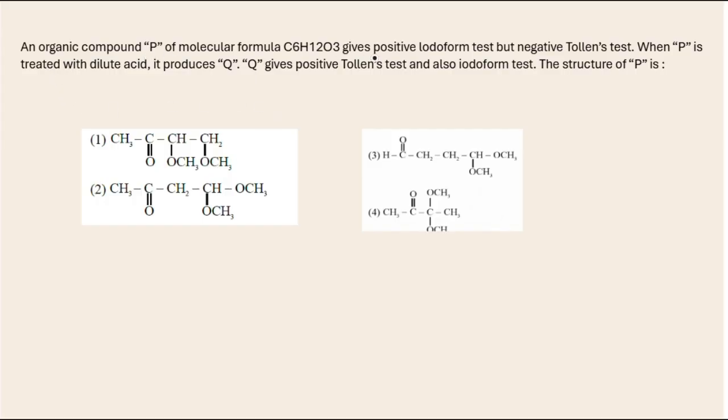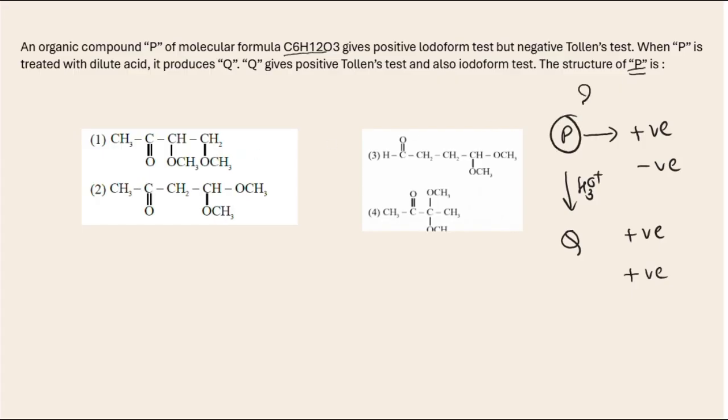An organic compound P with the molecular formula C6H12O3 gives positive iodoform test and negative Tollens test. When P is treated with dilute acid, that means it is hydrolysis, it's going to form product Q, which gives positive for both Tollens and iodoform test. Then what is the structure of P? You are supposed to find out the reactant structure.